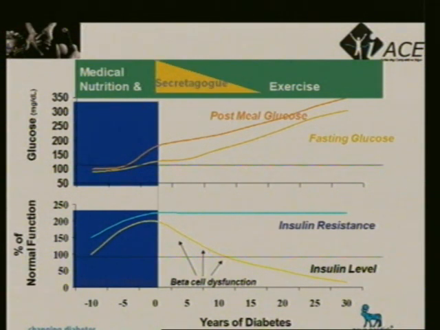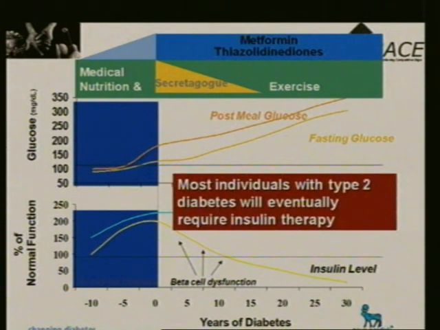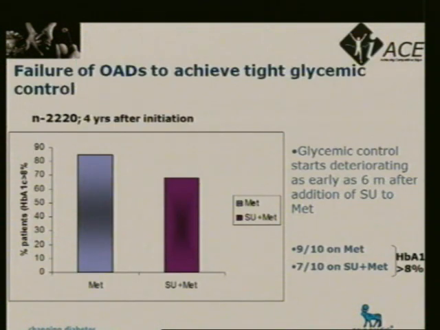As time goes by, the use of oral antidiabetic agents or secretagogues, insulin secretagogues, or for that matter, metformin and thiazolidinediones play an important role. But once these agents fail to work, insulin is the prime treatment for the treatment of type 2 diabetes. So most individuals with type 2 diabetes will eventually require insulin therapy because, as we shall see in the next couple of slides, oral agents are not entirely successful in the treatment of type 2 diabetes.